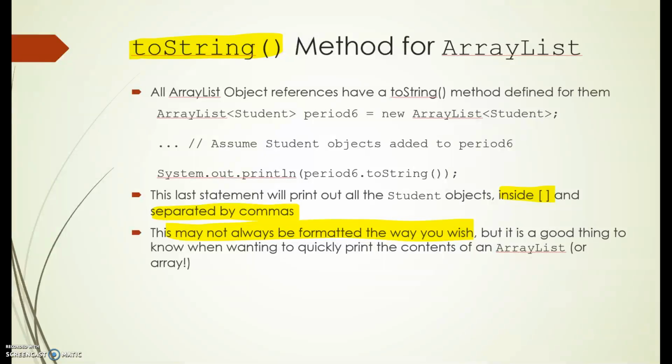And then notice here in this print statement, we can put the ToString call. However, if we leave it off, Java will call it automatically for us. All right, let's go ahead and take a look at just some sample code along with these ArrayList methods.